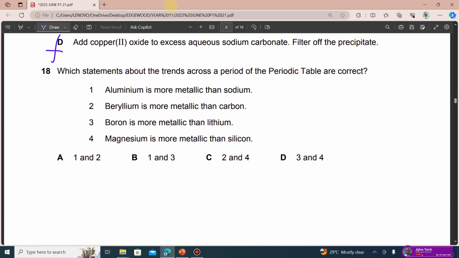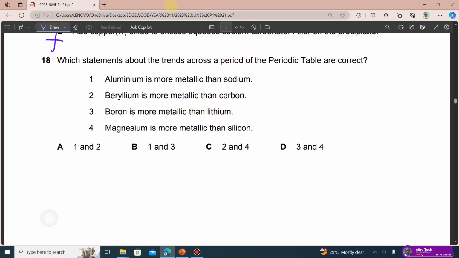Which statements about the trends across the period of the periodic table are correct? So we're going to read each of them and see. It says aluminium is more metallic than sodium. No. Remember that the group 1 metals are more reactive than the group 3 metals. So that is off. So anything that involves that is off. So we just eliminate A and B.